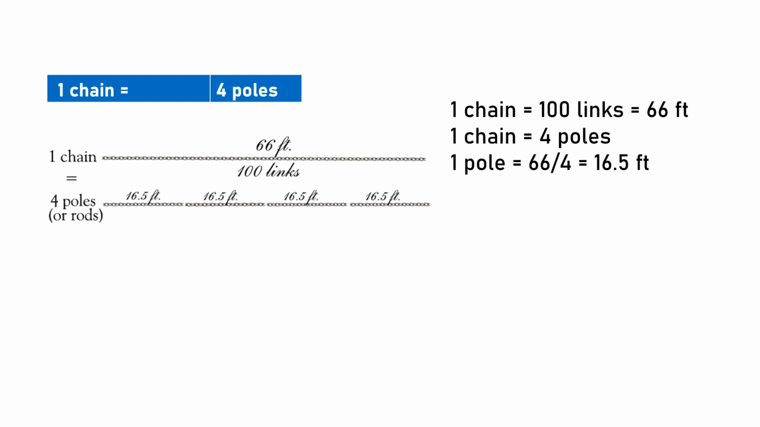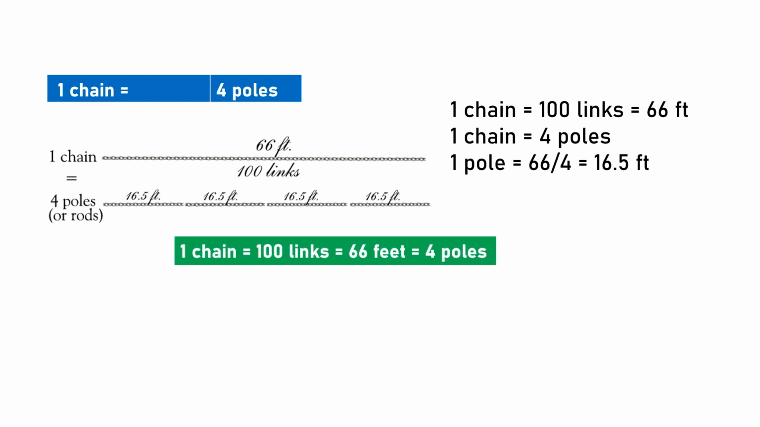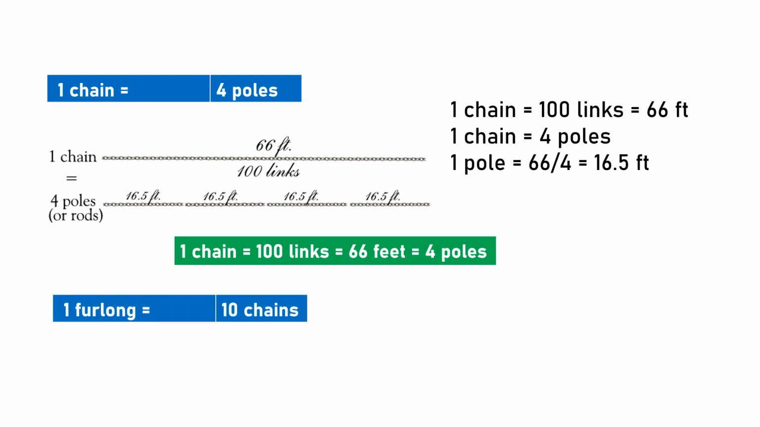Instead of memorizing the value of 1 pole, just memorize 1 chain equals 100 links equals 66 feet equals 4 poles. Any other values can be calculated by simple calculations. Next, we have furlongs. 1 furlong is equal to 10 chains.